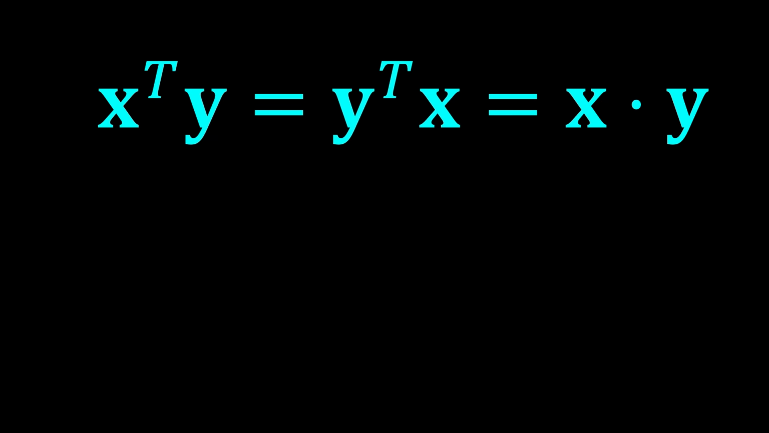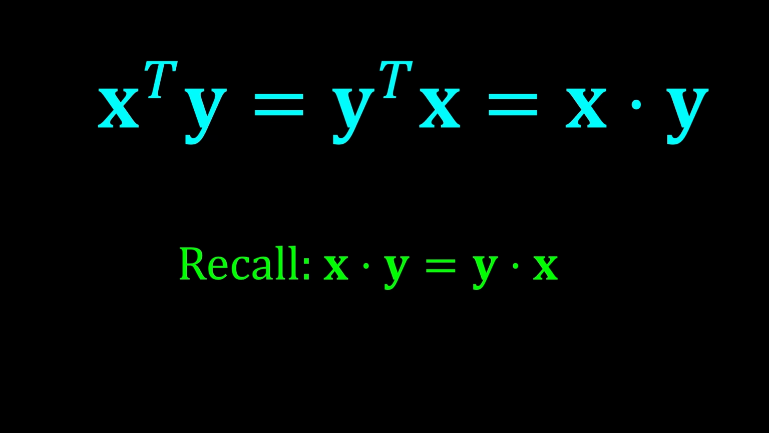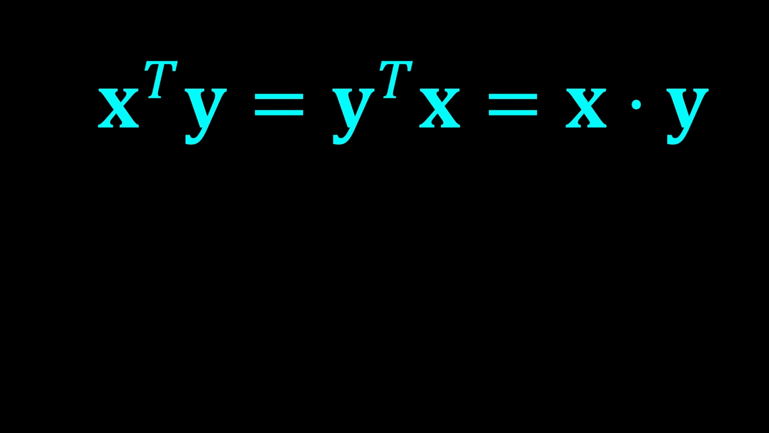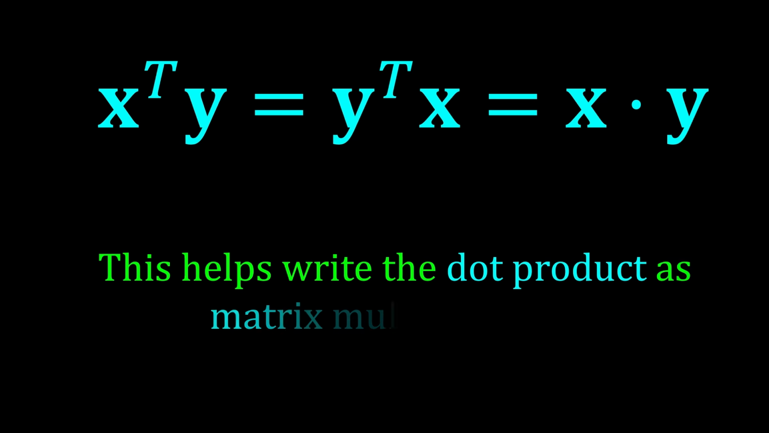Now there is this other thing. You can also write this as y transpose x. And one way to see that is because the dot product is commutative, which means you can switch the order of x and y and it won't change the result.